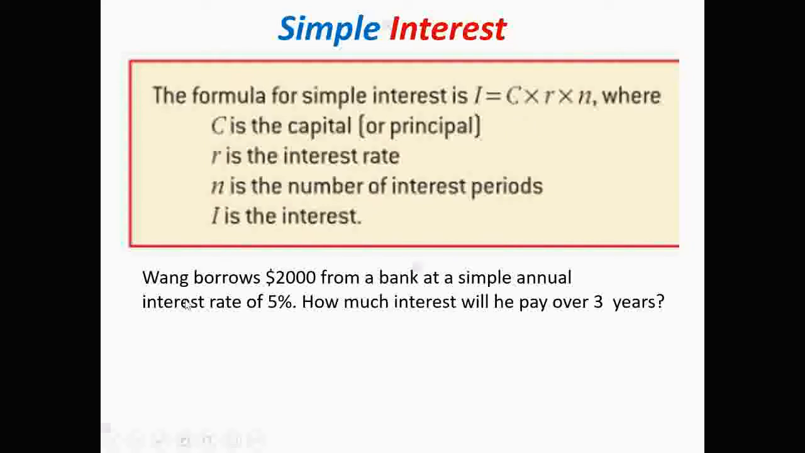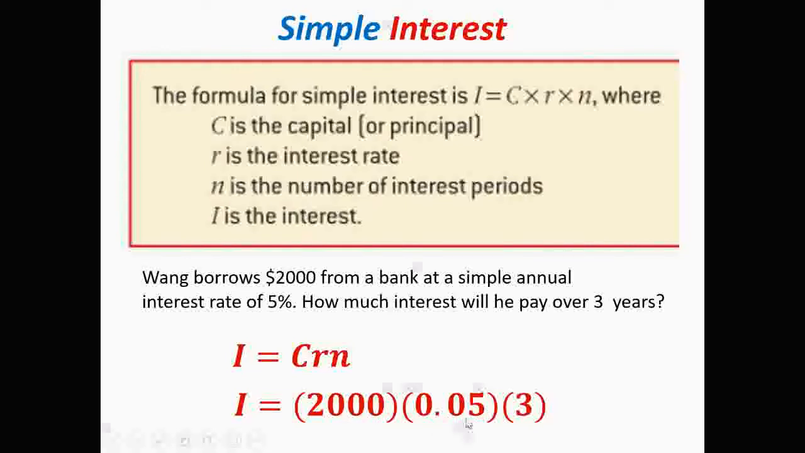Let's say Wang borrows $2,000 from a bank at a simple annual interest rate of 5%. It's very important to note that this is a simple annual interest rate. Interest rates can become much more complicated, but this is just simple. It means he will just pay 5% on this $2,000 every year. Okay, so how much interest will he pay over 3 years? Let's use this formula. Put in your principal amount, the amount he borrowed, the rate of interest, and if it's a percent, it needs to be changed to a decimal, and then times the number of years. So in this case, 2,000 was borrowed at 5% times 3 years, and that works out to $300.